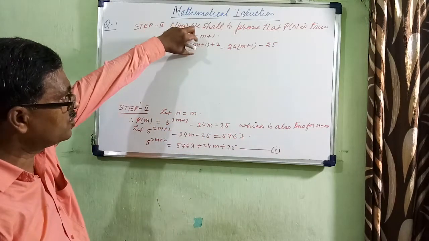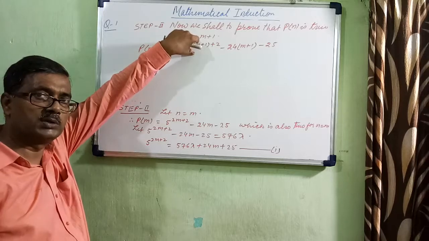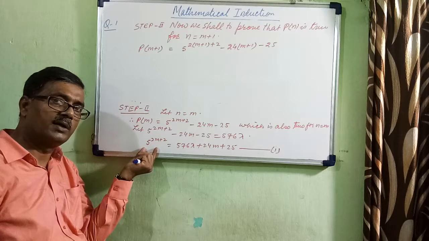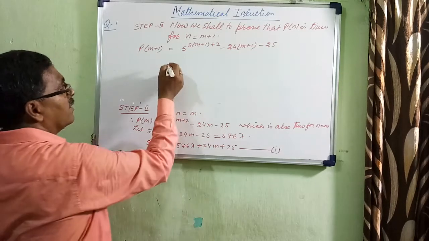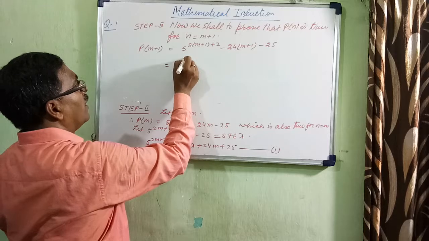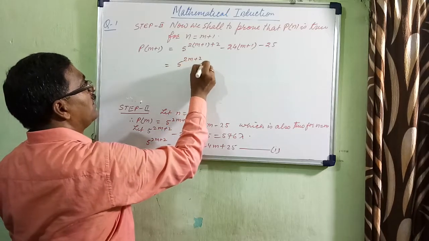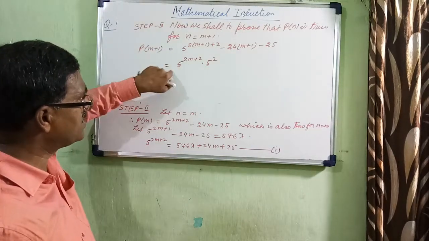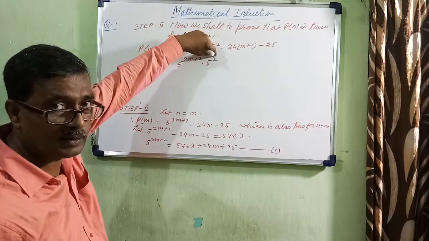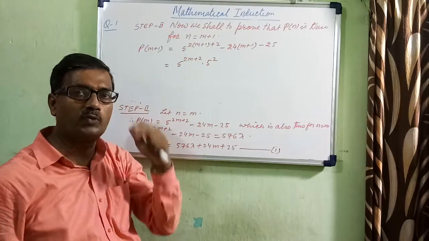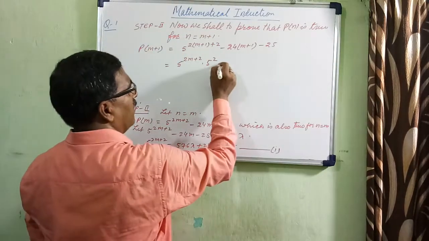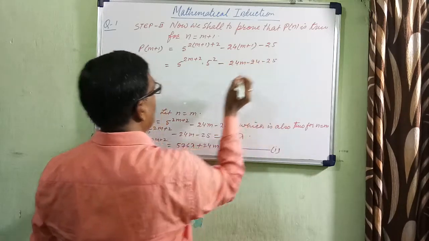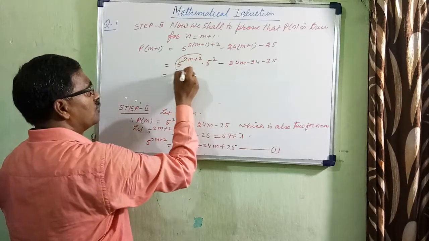Try to write by using the exponential rules, in such a way that you are able to get that particular number. We can write 5 to the power 2m plus 2 into 5 square. How? When the bases are the same, the powers are added. You are going to apply the rule of exponents. And so minus 24m minus 24 minus 25. Here, what can you substitute for the value of this?